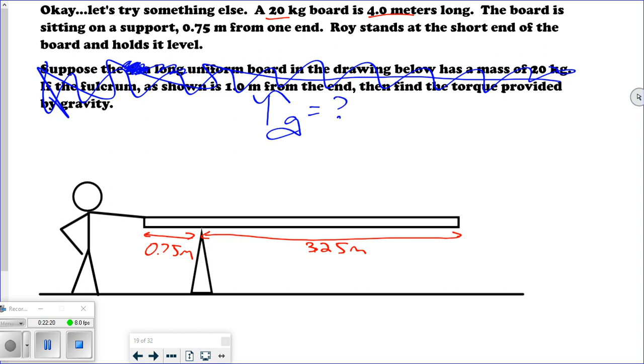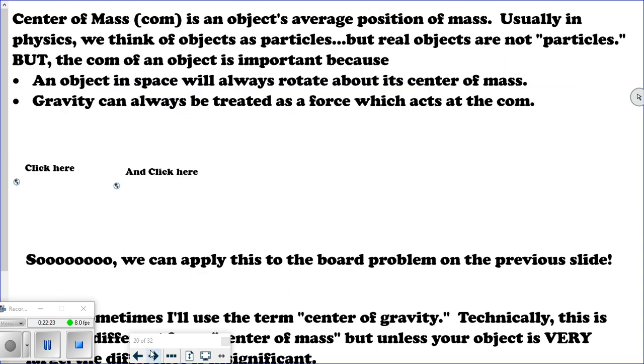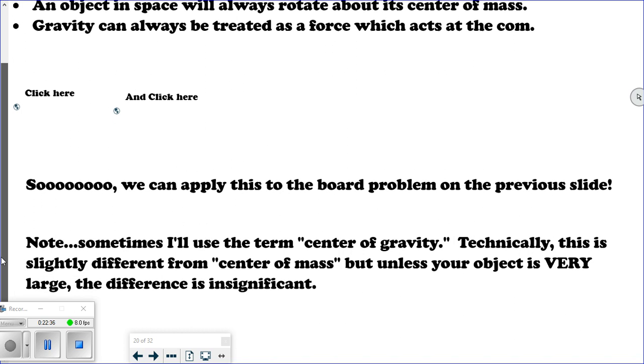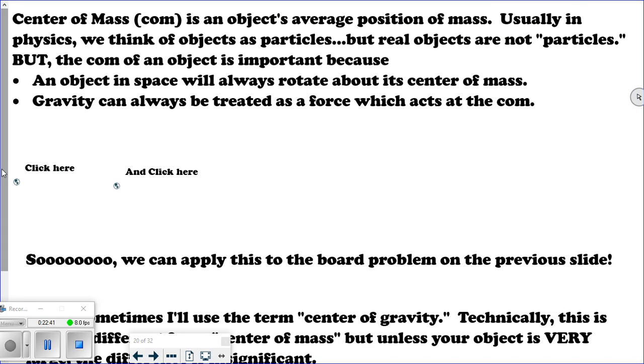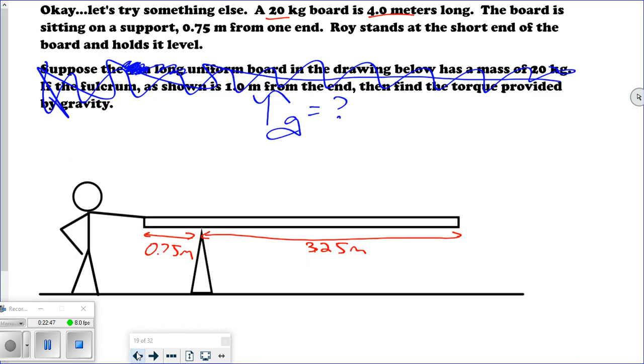In order to do this, we need to consider our center of mass. Remember, center of mass is an object's average position of mass. We talked about this when we did momentum and position of center of mass. You're just going to treat the force of gravity on your object as being located at your center of mass. If this thing is 4 meters long, the center of mass is 2 meters from one end, which means this distance here is 1.25 meters.